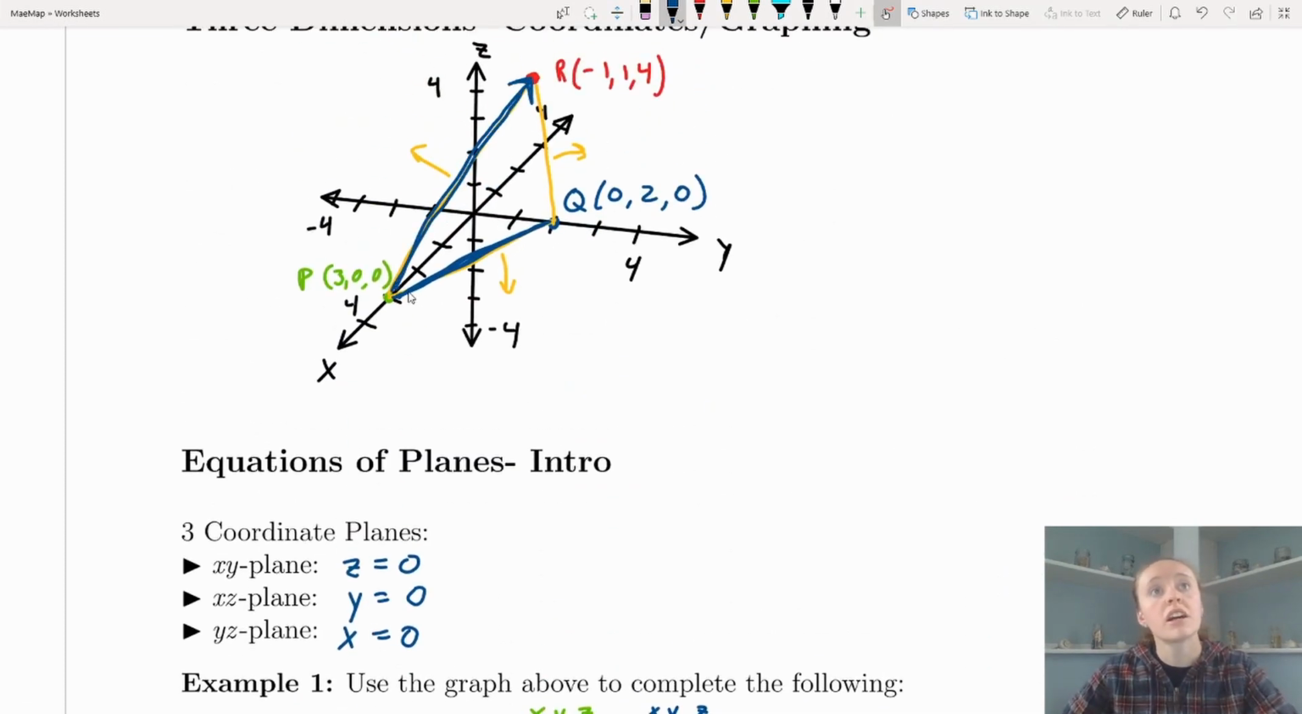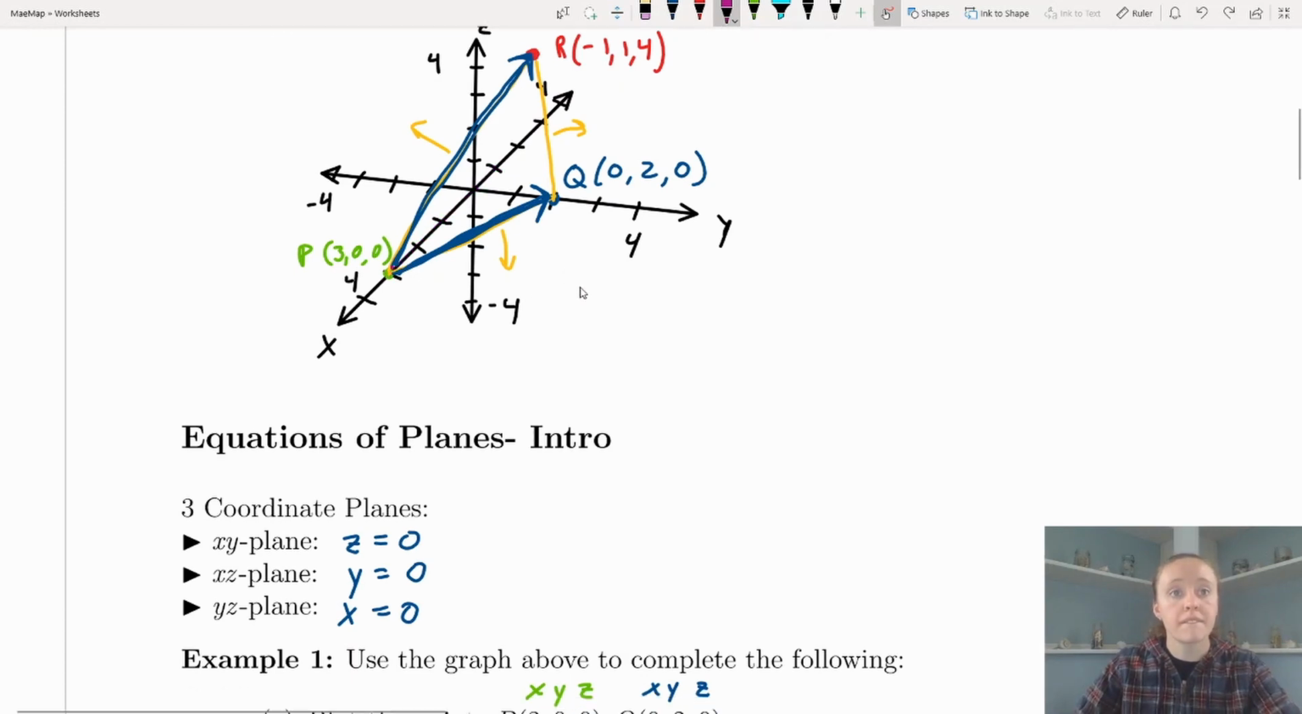So there's PR, and there was PQ. And you can kind of see that vector. If we started at P and went -4 in the x, 1, 2, 3, 4, and then went +1 in the y, and then +4 in the z, we'd be at that point R. So PR is -4, 1, 4.